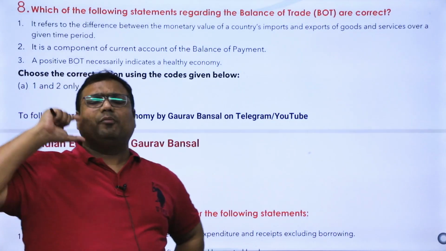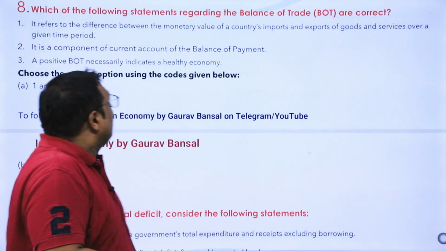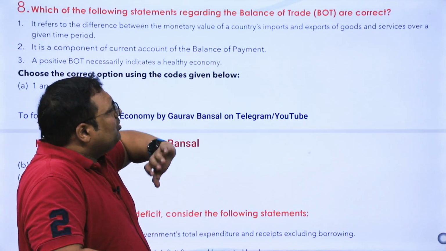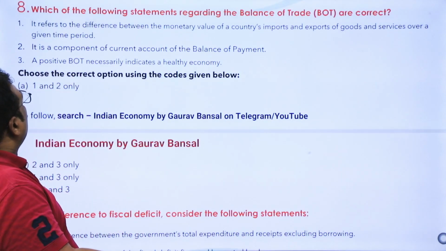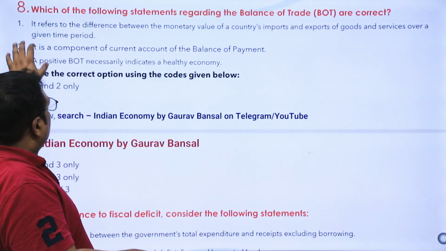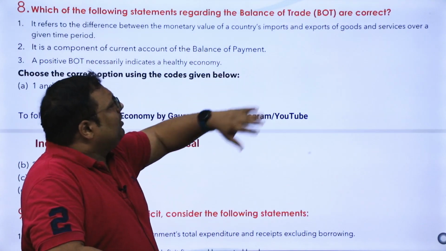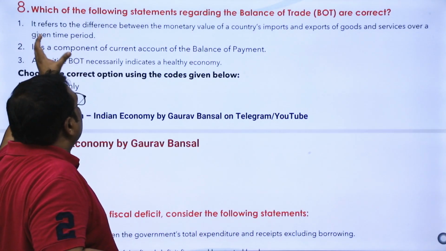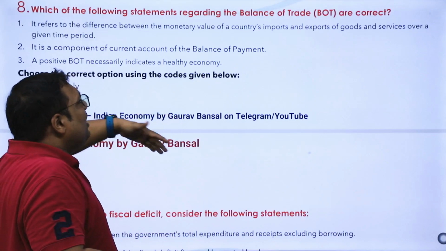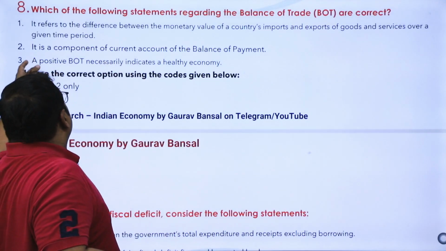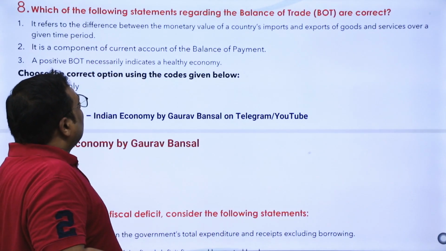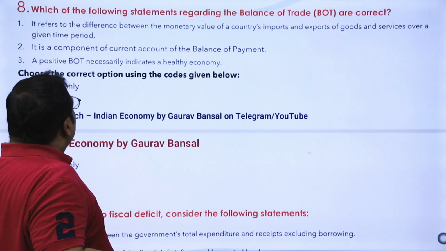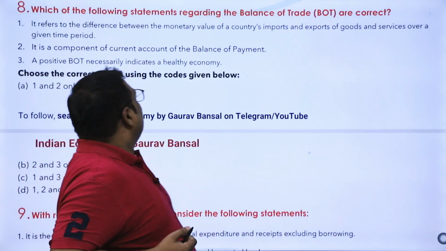Balance of trade is a sub-component in the current account of BOP. It refers to the difference between the monetary value of a country's imports and exports of goods and services over a given time period. So that is exactly right: the balance of trade is the difference between net export earning and net import expenditure. Second, it is a component of the current account of BOP. I already told you that a positive BOT necessarily indicates a healthy economy. Now this is wrong. The third statement is wrong here.